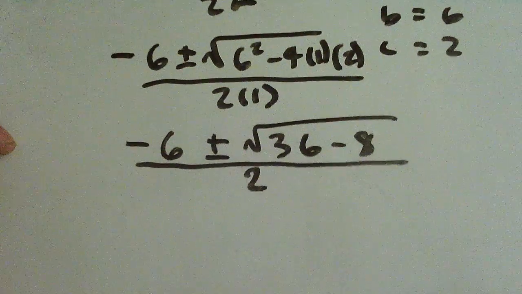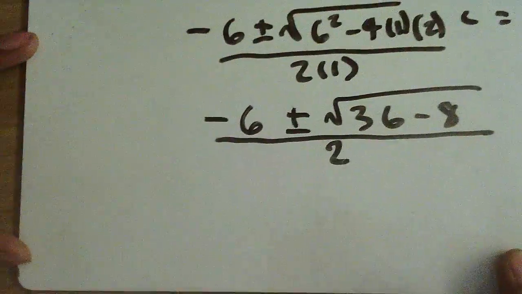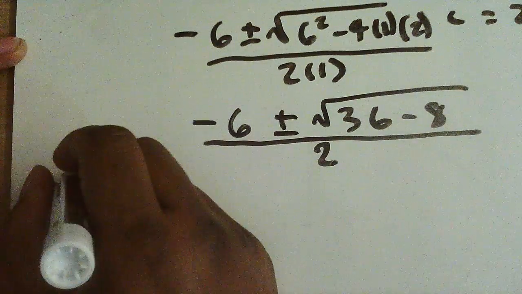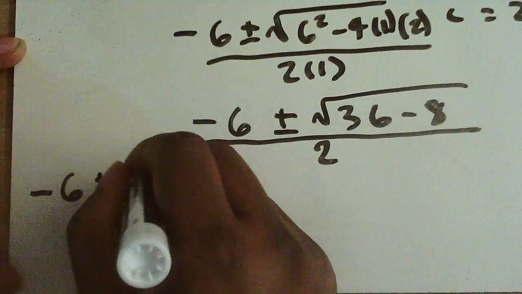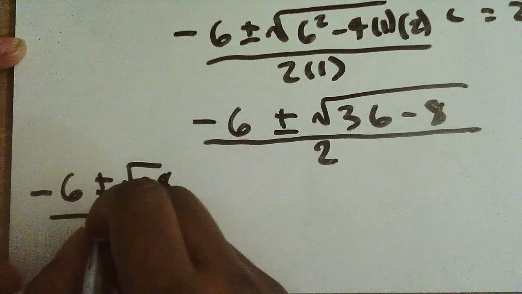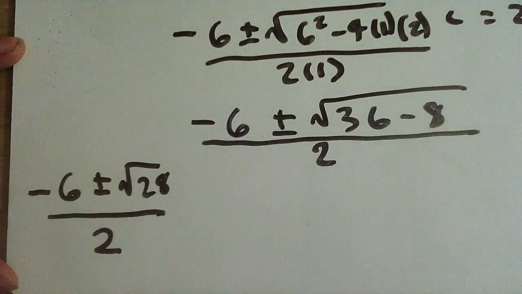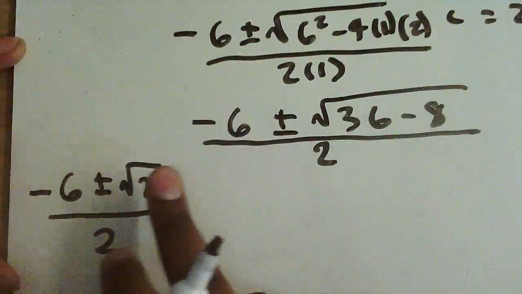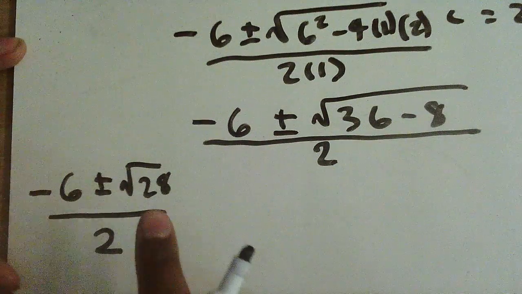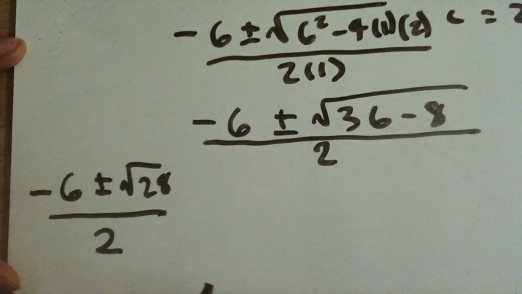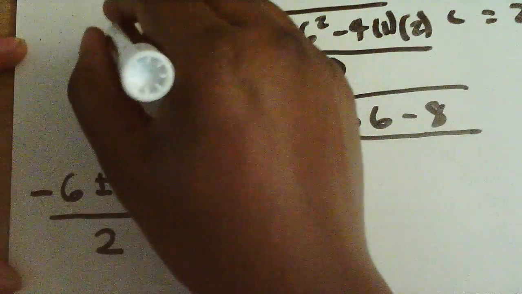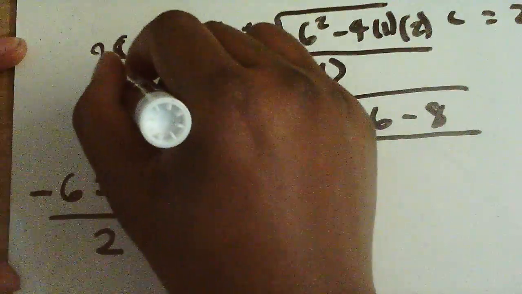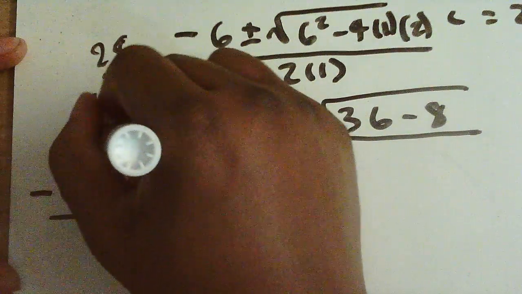So from here, I'm going to put it over here to the side. And so here we're going to go negative 6 plus or minus the square root of 28 over 2. Now, here's the deal about that. 28, is this a perfect square? No. So we can't just automatically take the square root of that. So what we're going to do is we'll break 28 up into 4 times 7 and then 2 times 2.